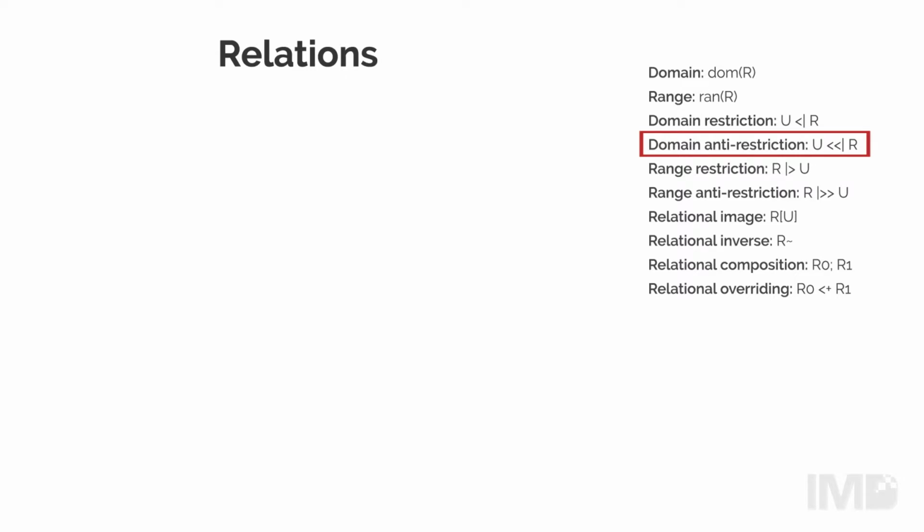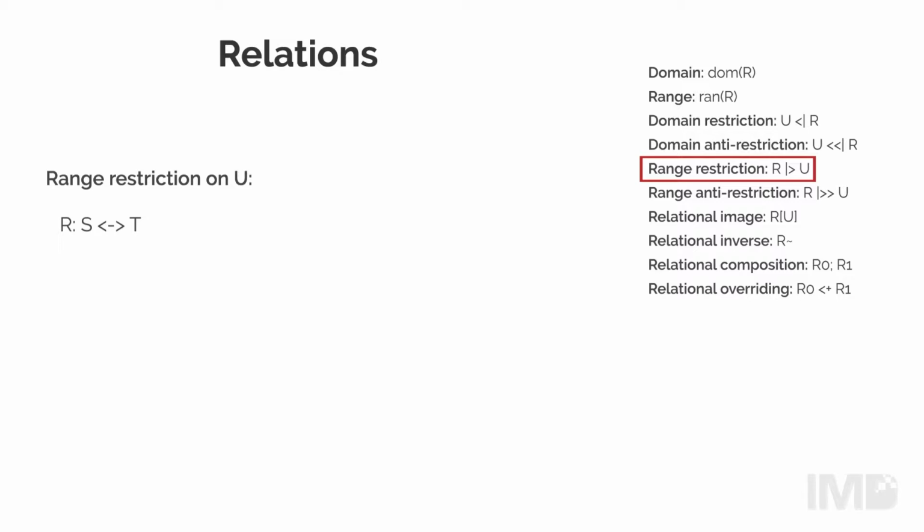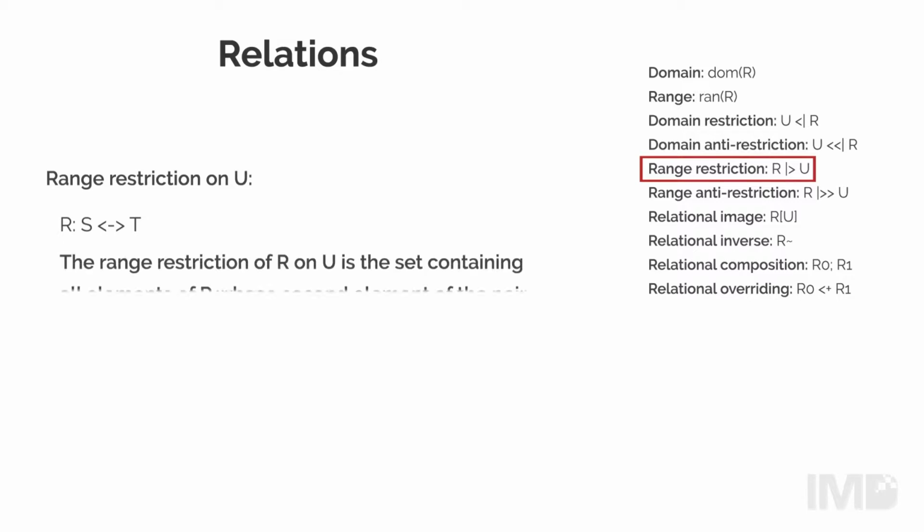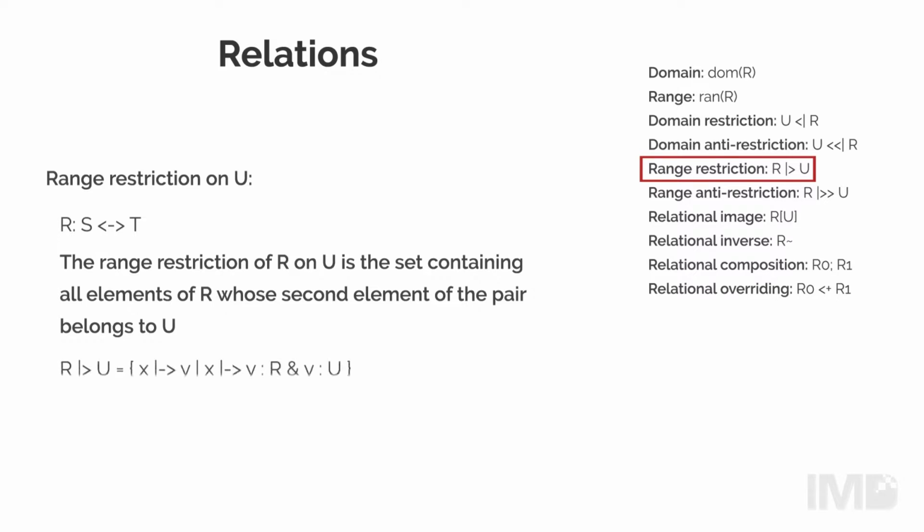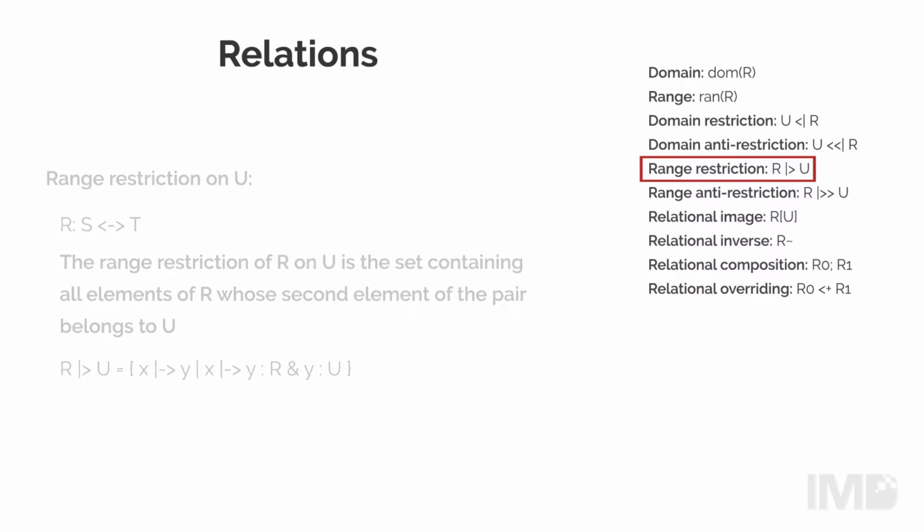We have the same sort of operations, but now focusing on the range. The range restriction on U of a relation R between sets S and T is the set containing all elements of R whose second element of the pair belongs to U. So, the range restriction of R on the set U is the set containing all pairs X and Y, where X and Y belongs to R and Y belongs to U.